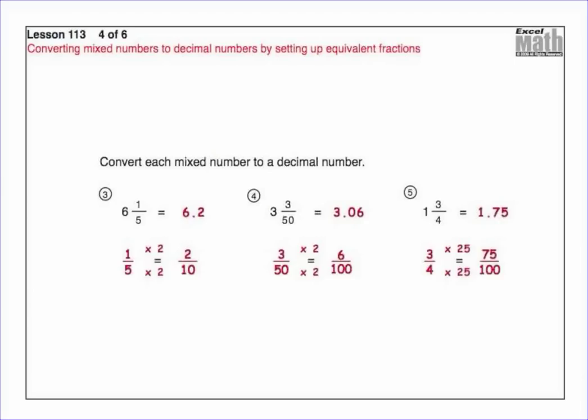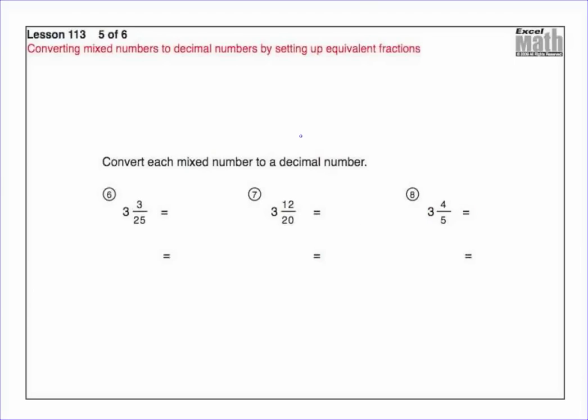All right, and here are a couple more problems to try. Pause the video, do 6, 7, and 8, and then turn it back on when you're ready to see the solution. So you should be doing 3/25 here. We obviously can't change that into 10, but we are going to change it into 100. 25 times 4 is 100. 3 times 4 is 12. So this is the same thing as 3 and 12 hundredths.